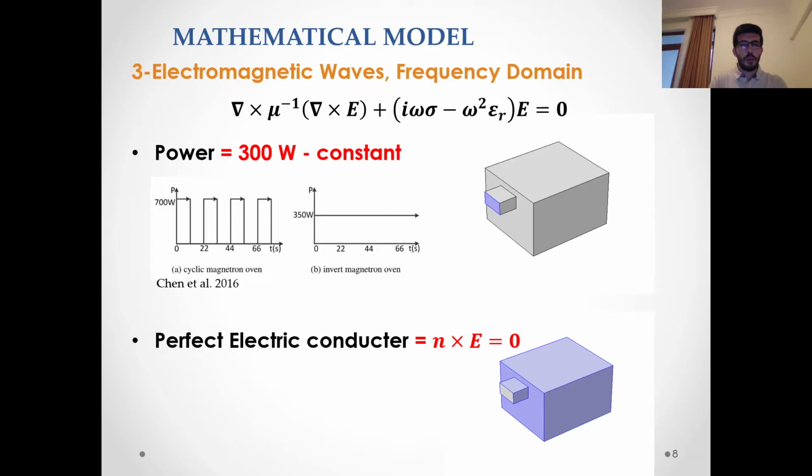As you know, a domestic microwave oven usually works with the cyclic power mode, but we used constant power to clearly see the rotation effect, and we applied 300 watts. All walls are selected as perfect electric conductor. Walls reflect the electromagnetic waves.